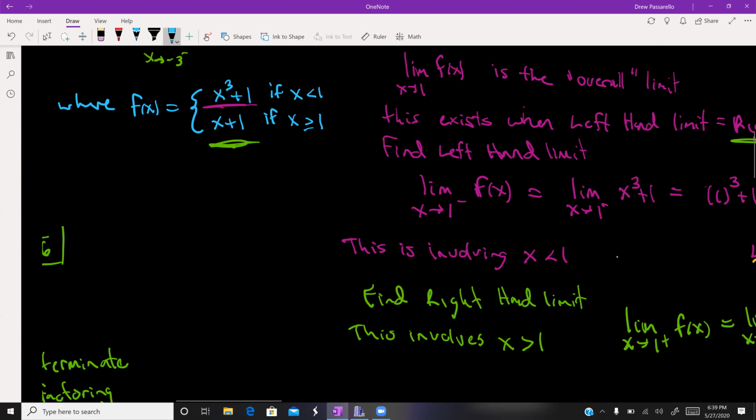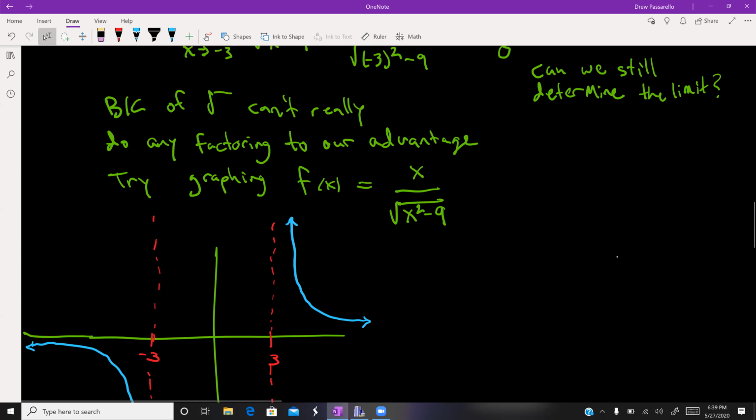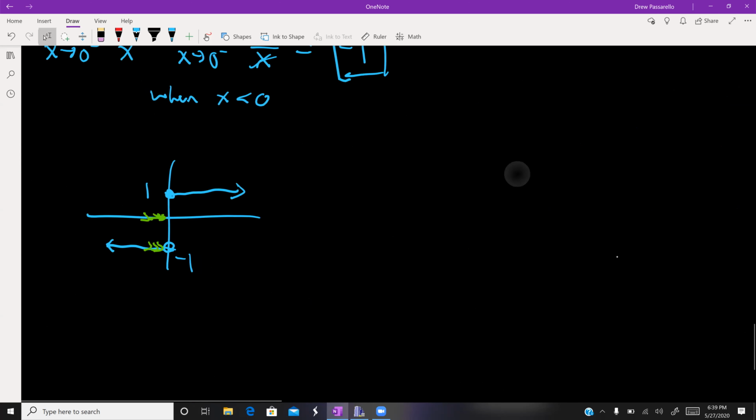All right, so then the next one, that was 23, this is the last one, number 25, cotangent of x as x approaches pi. So from trigonometry, you could write cotangent as 1 over tangent. So I'm going to write this as 1 over tangent of x.